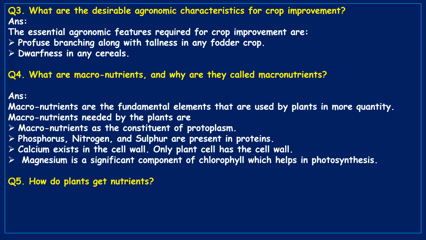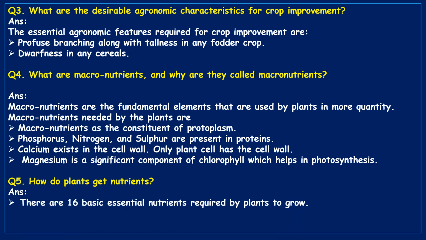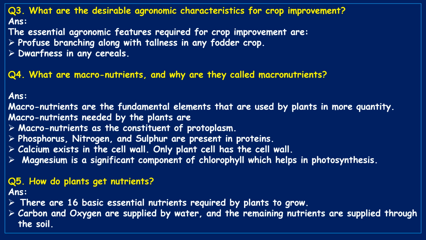Next question. How do plants get nutrients? Answer. There are 16 basic essential nutrients required by plants to grow. Carbon and hydrogen are supplied by water, and the remaining 14 nutrients are supplied through the soil.